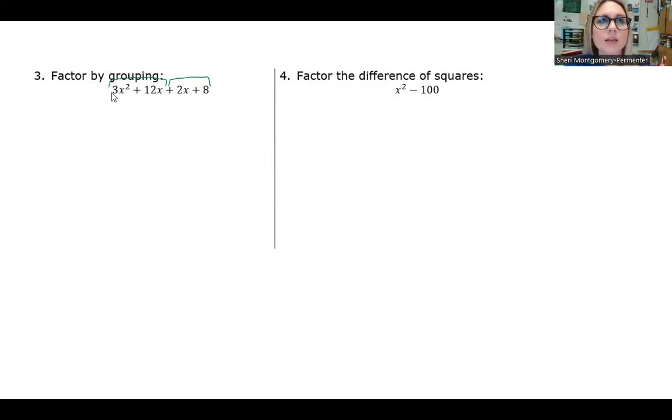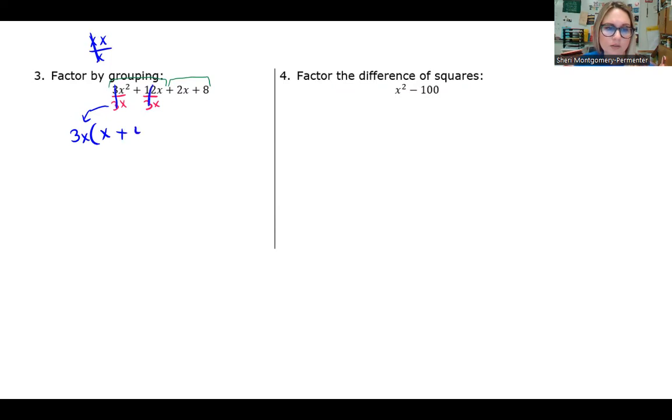So if we look at this one, what's the biggest number that can go into 3 and 12? 3. Do they both have an X? Yeah, so the most I can pull out is just 1 X. So I'm going to pull that out, and the 3X goes in the front, and then I divide. So 3 divided by 3 is a 1. And when I have X squared over X, that's like 2 X's on top and 1 on bottom. So 1 reduces and you're just left with an X. Plus 12 divided by 3, what's that?